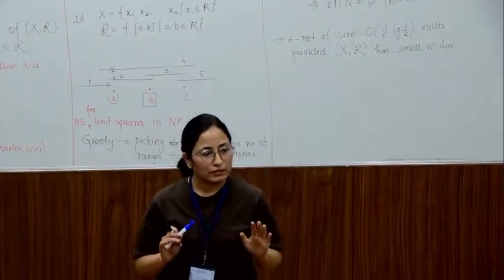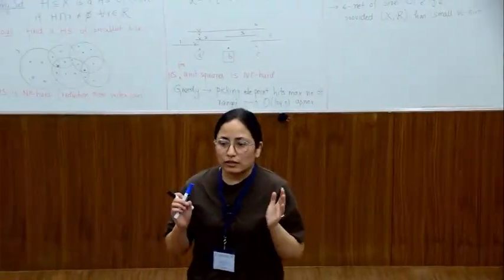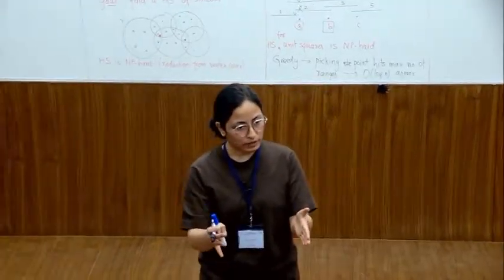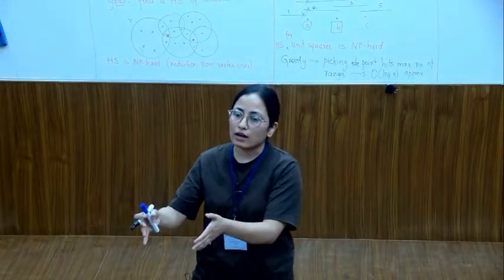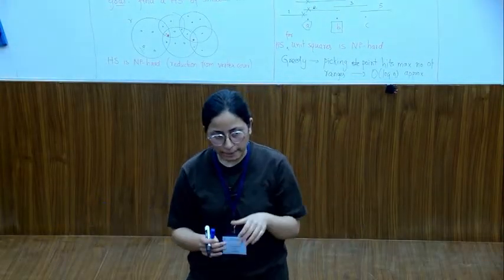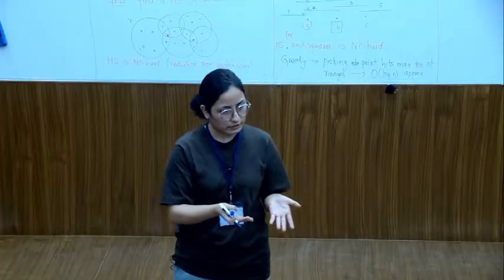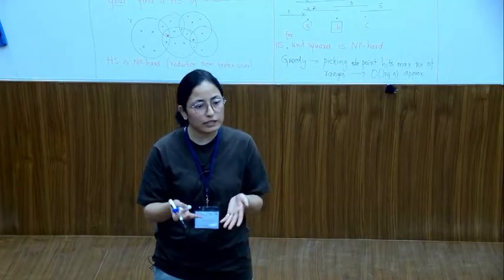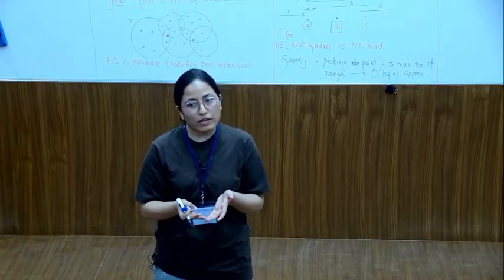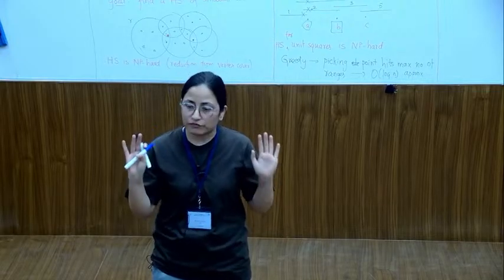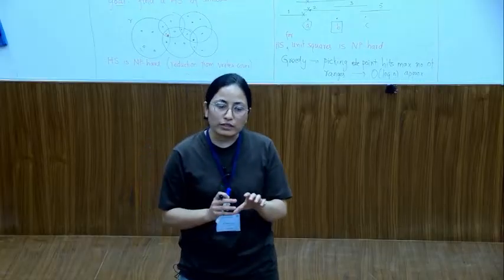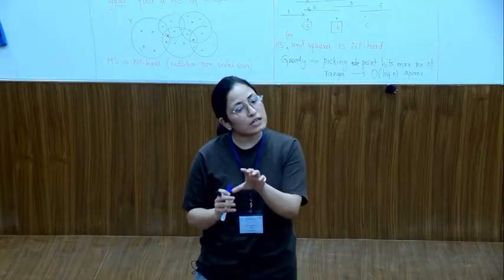Okay, let me repeat that. You have a range space, okay? X is the set of points, R is the set of ranges. Every range is a subset of X, right? It will contain points of X. Now we have set a parameter epsilon. Think of epsilon as, say, half. So we want to look at those ranges which contain at least half of the points.